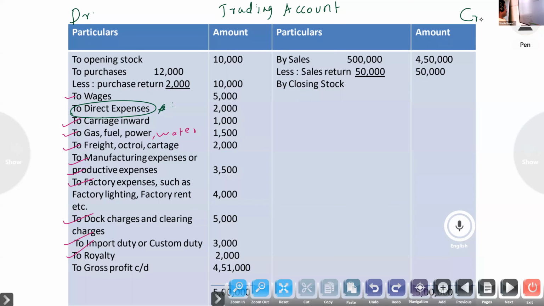Opening stock, purchase minus purchase return, then you can write in any order. Only the first item is opening stock and the second is purchase, then any expense we can write in any order. On the credit side, first sales minus sales return and closing stock. Then the profit and loss account: the first item is mainly salary only, then you can write any item. First item salary, then you can write other operating and non-operating expenses.